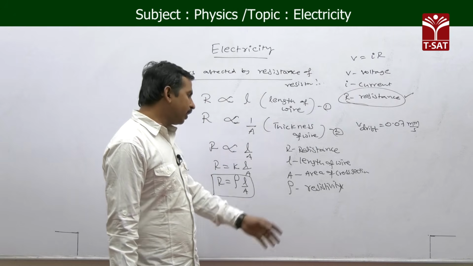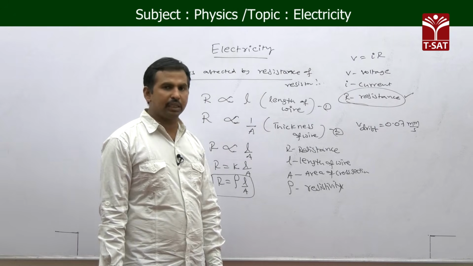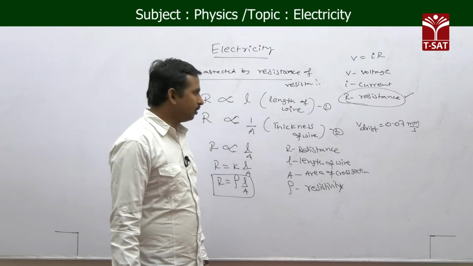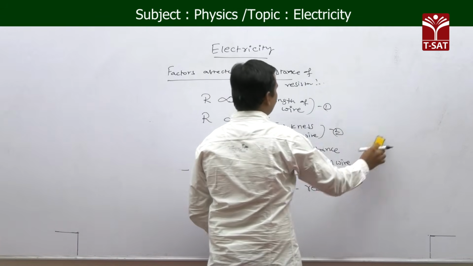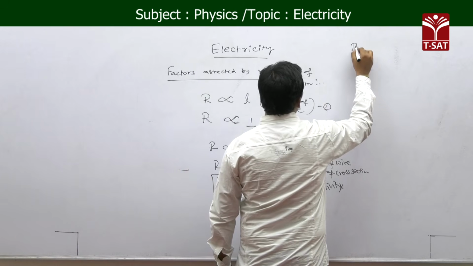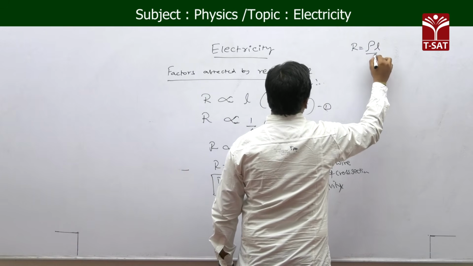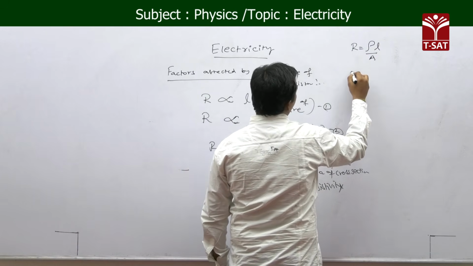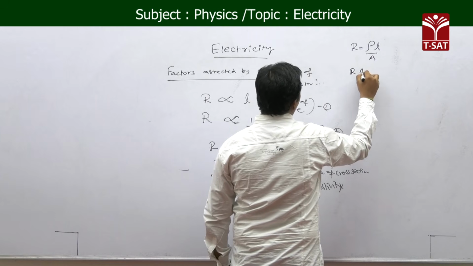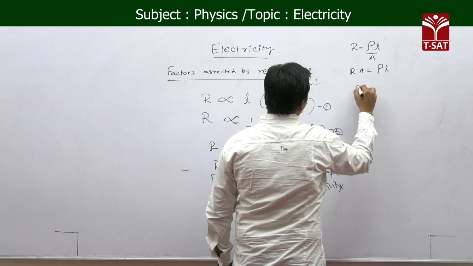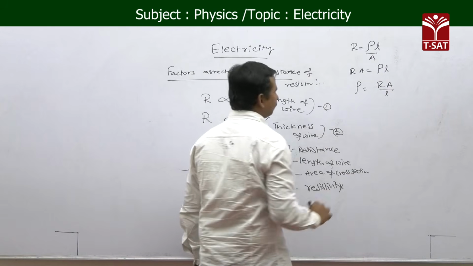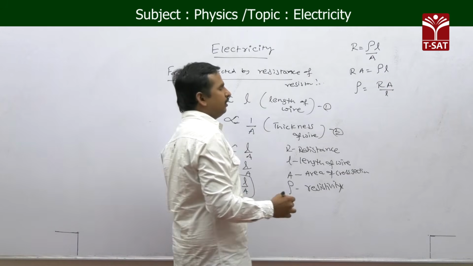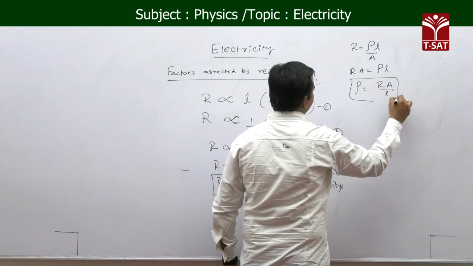Okay. Now we got a new physical quantity, which is called resistivity, rho. As we got R is equal to rho L by A, from this you can write R into A is equal to rho into L, then rho is equal to RA by L. This is the formula for resistivity.